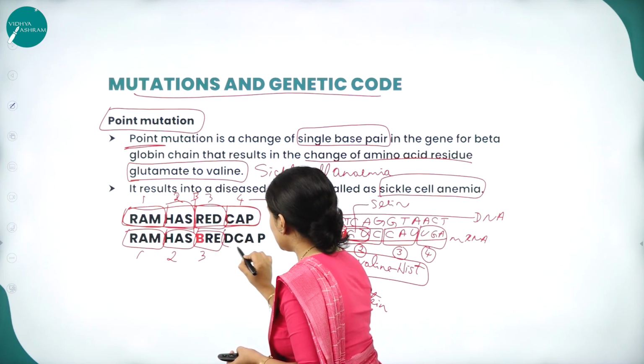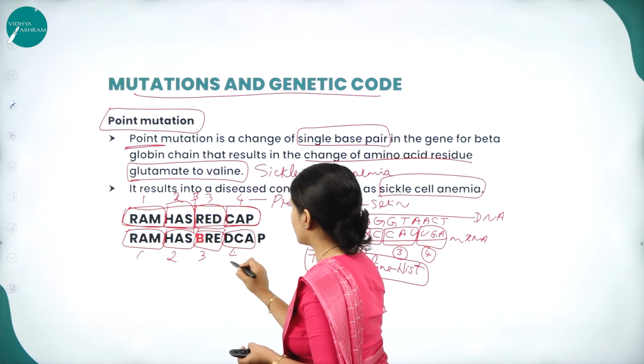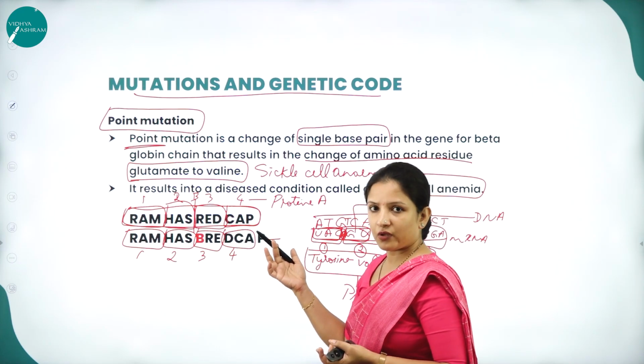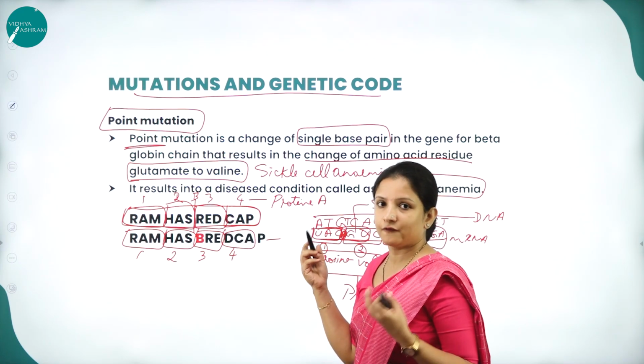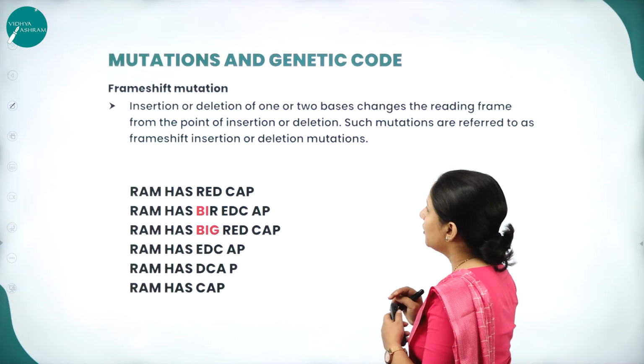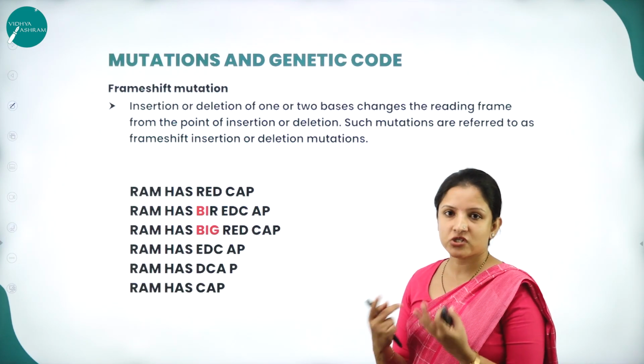And DCA will become the fourth protein. Now, will it produce, now didn't the chain of amino acids vary? Now, will it produce protein A itself? No, it will produce some other protein. So, that is called a point mutation. Moving further, we'll talk about frame shift mutation.